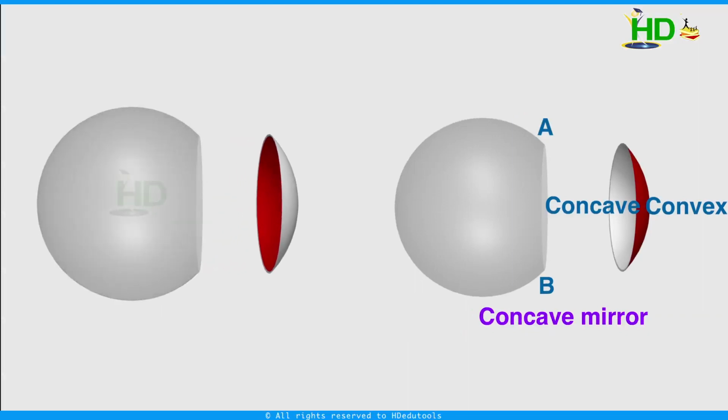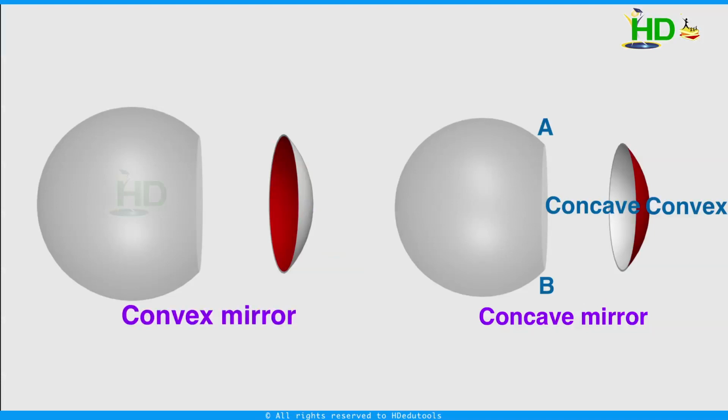This is called a concave mirror or converging mirror. Now if this cut-off part is coated on the concave side, then the outer surface acts as a mirror. This is called a convex mirror. Now this is the convex and this is the concave mirror. Now let us try to learn some terms related to these mirrors.